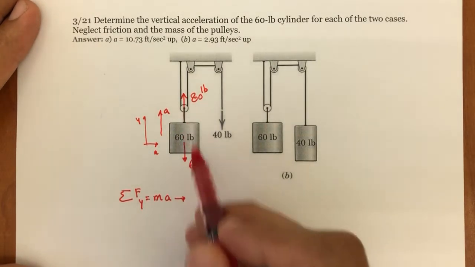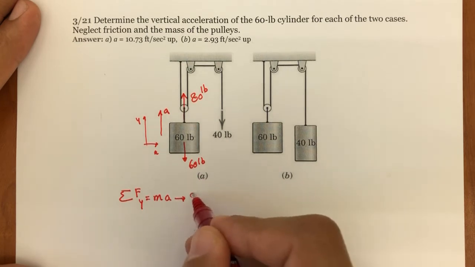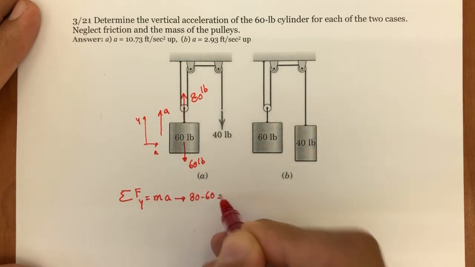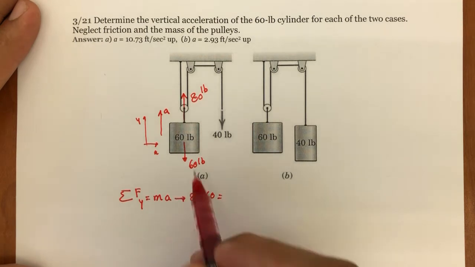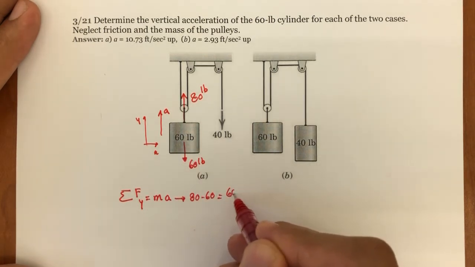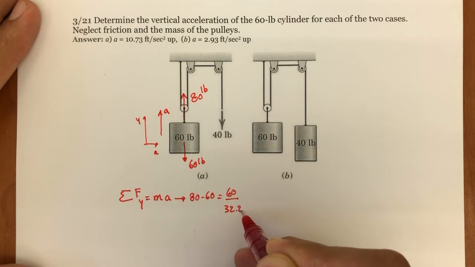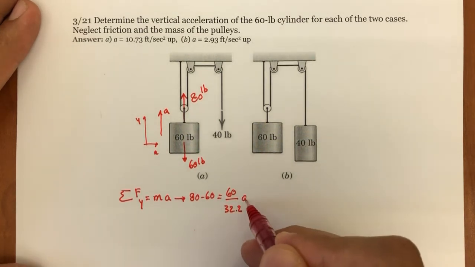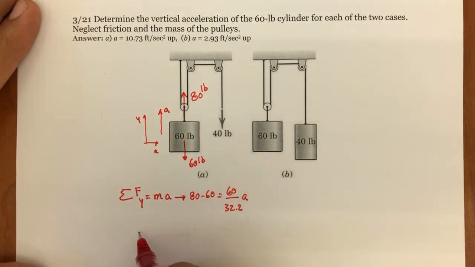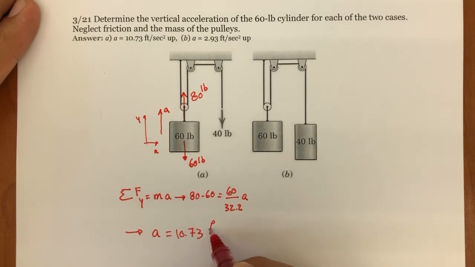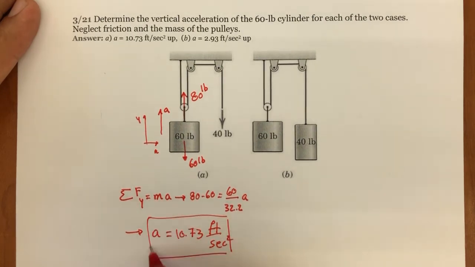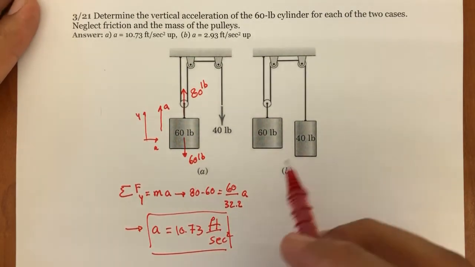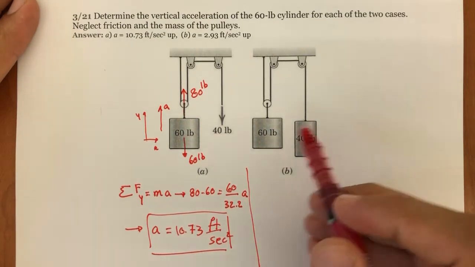So sum of the forces is gonna be 80 minus 60 pounds is equal to mass times acceleration. Mass is 60 divided by g, so 60 divided by 32.2 times A. One equation, one unknown, so we can find A from here, which is gonna be equal to 10.73 foot per second squared. This is in the first case. In the second case, the tension of the cable is unknown. It is not 40 pounds.